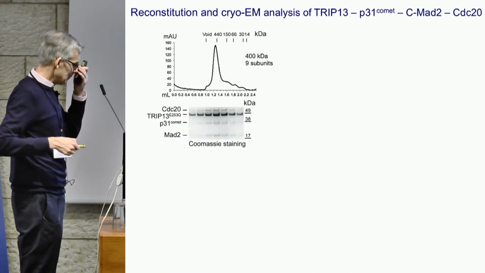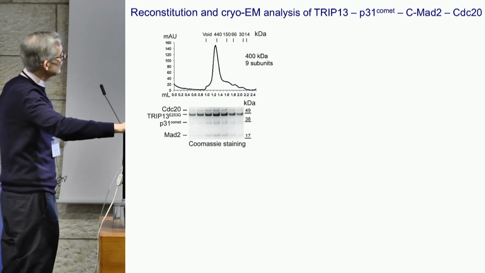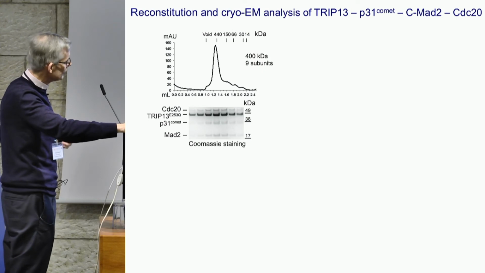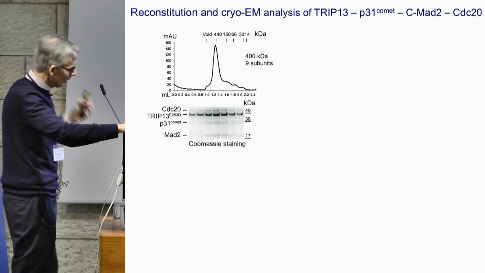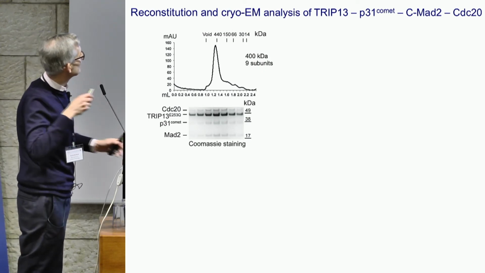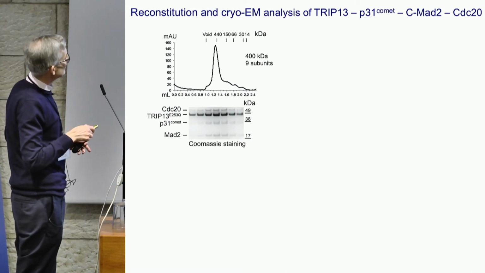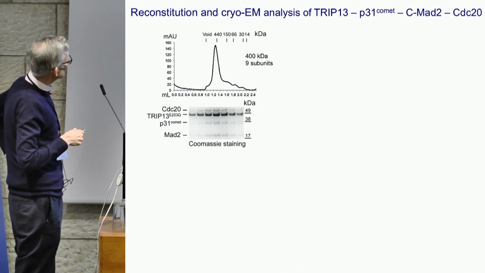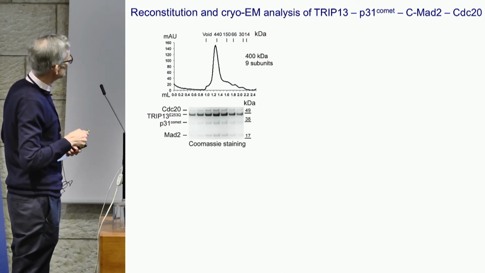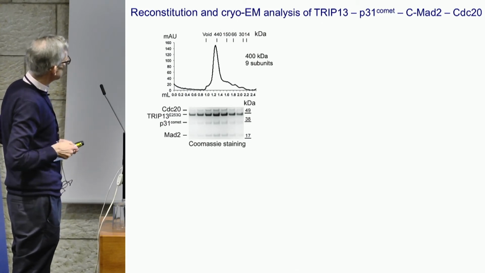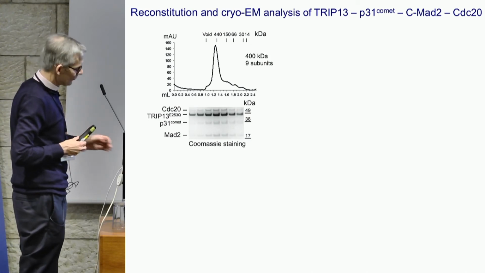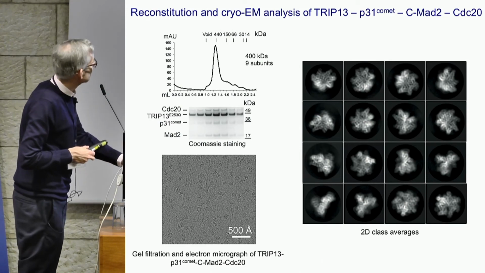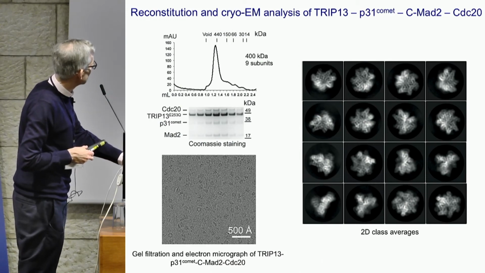So to understand the mechanism by which TRIP13 combined with p31 comet can drive this closed to open MAD2 conformational change, we assembled the complex of TRIP13, p31 comet, closed MAD2 and CDC20, and we used a Walker B mutant of TRIP13, which reduced the activity of the protein, and we also used ATP gamma S to trap this complex. And this is work by Claudio Alfieri, and he determined the structure to about 4.0 angstrom resolution.